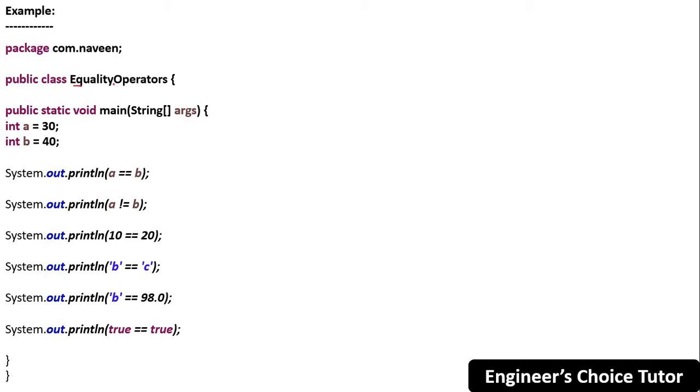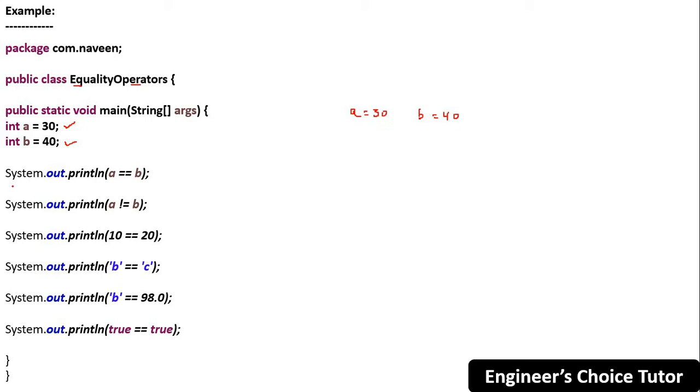This is the example I have taken for the equality operators case. Let me explain it here itself. This is a class EqualityOperators, then the public static void main method. Then I'm declaring two variables, and I'm initializing the variable a with 30 and the variable b with 40. So now a is equal to 30 and b is equal to 40.